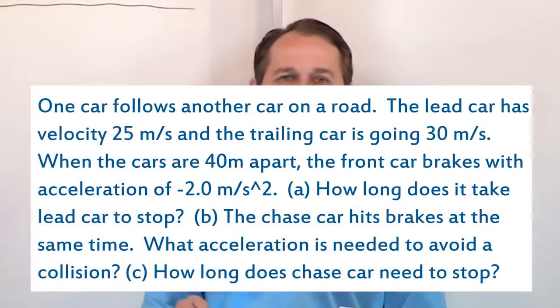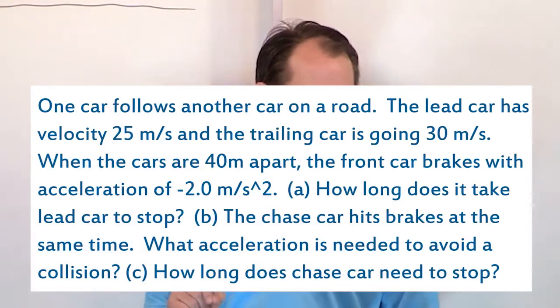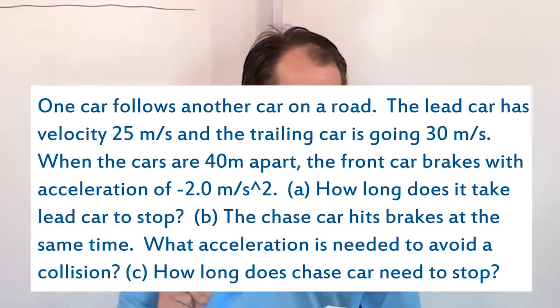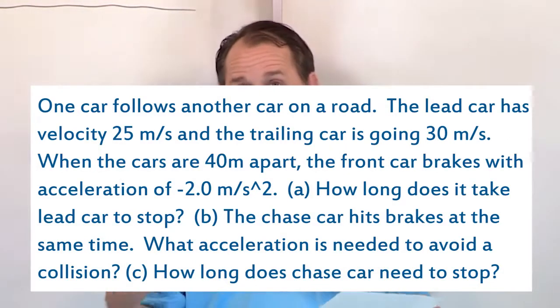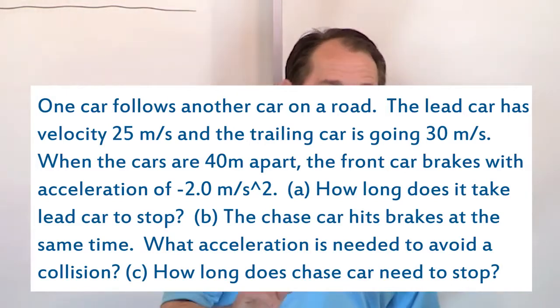The lead car has a velocity of 25 meters per second, and the trailing car has a velocity of 30 meters per second. When the cars are 40 meters apart, the front car hits the brakes with a negative acceleration, negative 2.0 meters per second squared. That's the acceleration when the front car slams on the brakes.